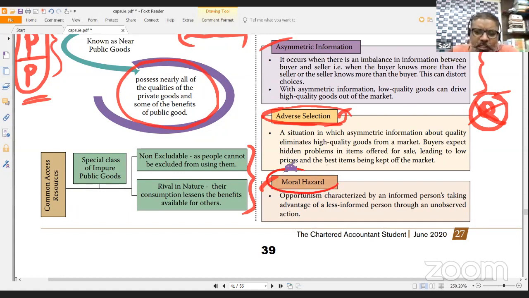Moral hazard is something else, which is personal more or less, more than a public problem. Adverse selection is a public problem. Moral hazard is more or less a personal problem. When one person takes advantage of another person when the other person does not know something, that is moral hazard.